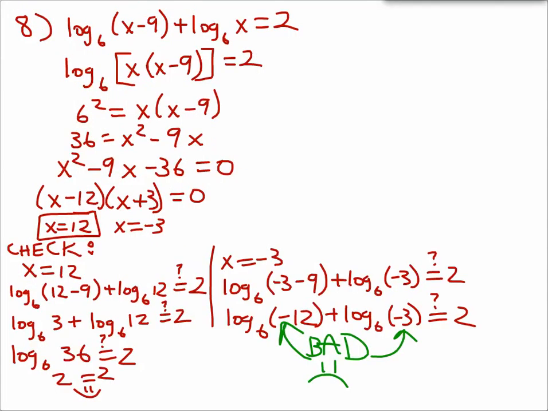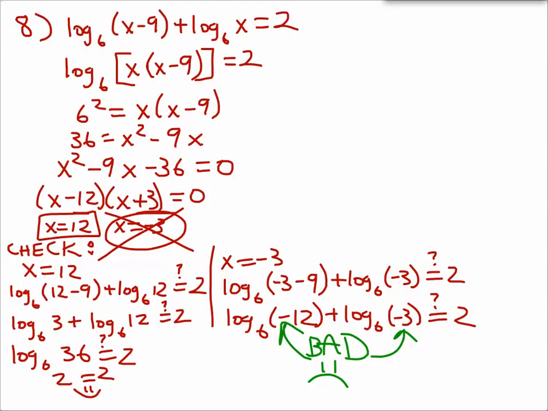Welcome back. Here's number 8. What we found is that x equals 12 is an answer, and x equals negative 3 is sadly not an answer, even though it seems like maybe it should be. So let's review the process really fast and be done with this. We have log base 6 of x minus 9 plus log base 6 of x equals 2.